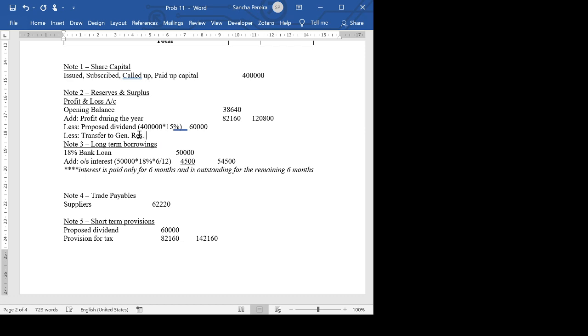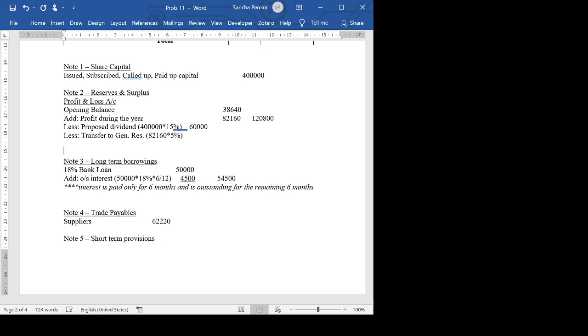Okay, and how are we going to calculate? Our net profit for the year is 82,160. Final net profit, not before tax, into 5%. After tax, it's always after tax, into 5%. So that is going to give me 82,160 into 5 divided by 100 comes to 4,108.